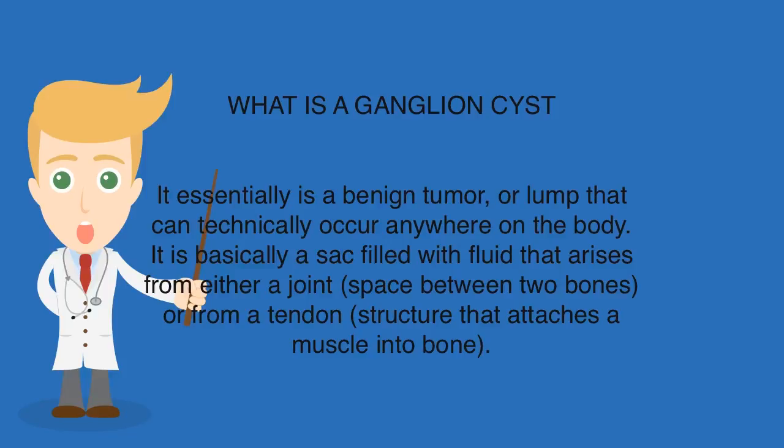What is a ganglion cyst? It essentially is a benign tumor, or lump that can technically occur anywhere on the body. It is basically a sac filled with fluid that arises from either a joint, space between two bones, or from a tendon, structure that attaches a muscle into bone.